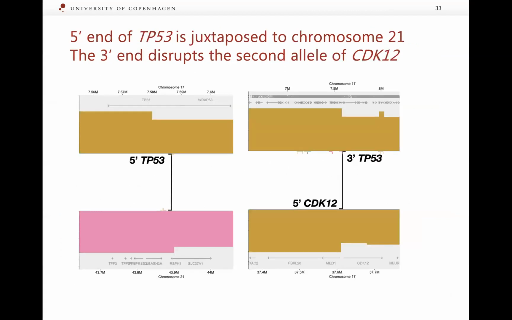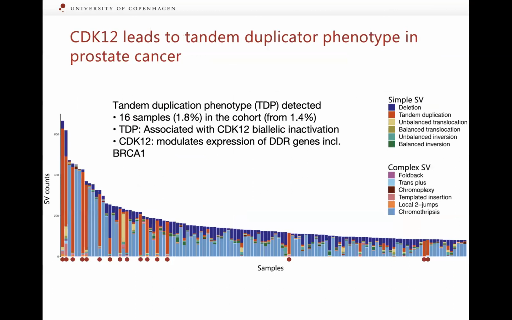And when we look at it here, again, you have p53 broken in two parts. One is bridging, so the 5' end is going to chromosome 21. The other one is breaking CDK12 here on the same chromosome. And when we're analyzing a large cohort of prostate cancer patients, we see CDK12 is causing a tandem duplicator phenotype.